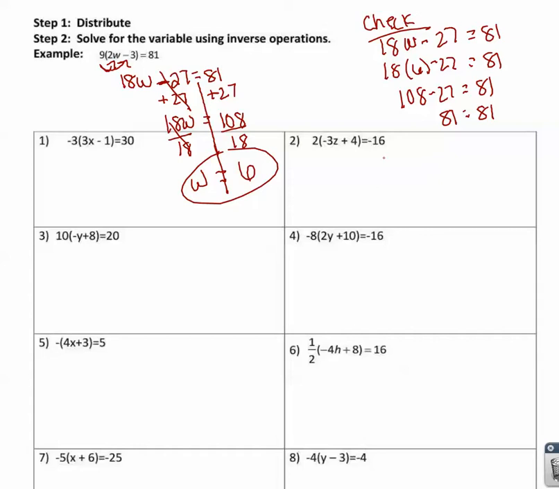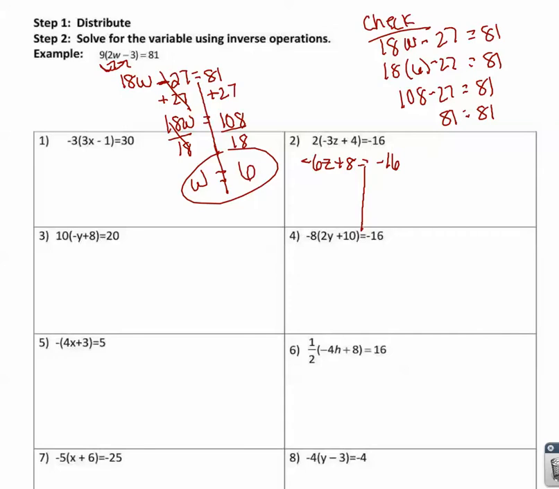So let's try a couple evens, and then you'll do a few on your own. So let's look at number 2. So now I'm going to distribute first. So I'm going to get negative 6z plus 8 equals a negative, make sure you see that negative, 16. Draw my line down the equal sign. Now it's a two-step equation.